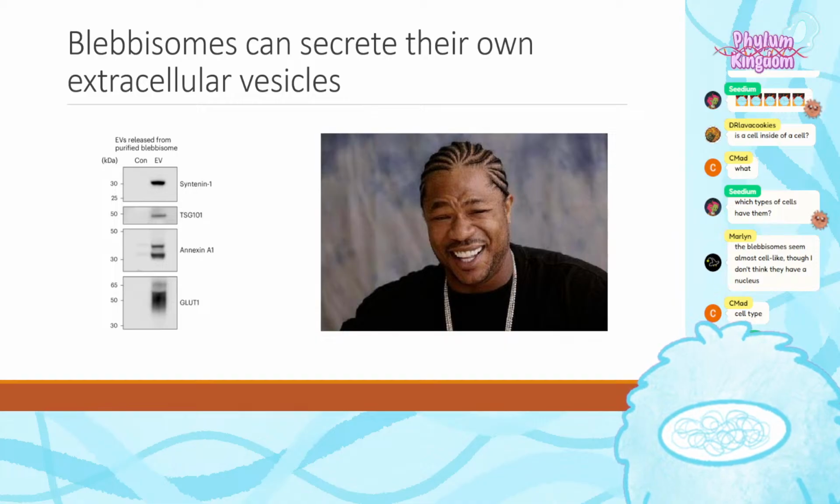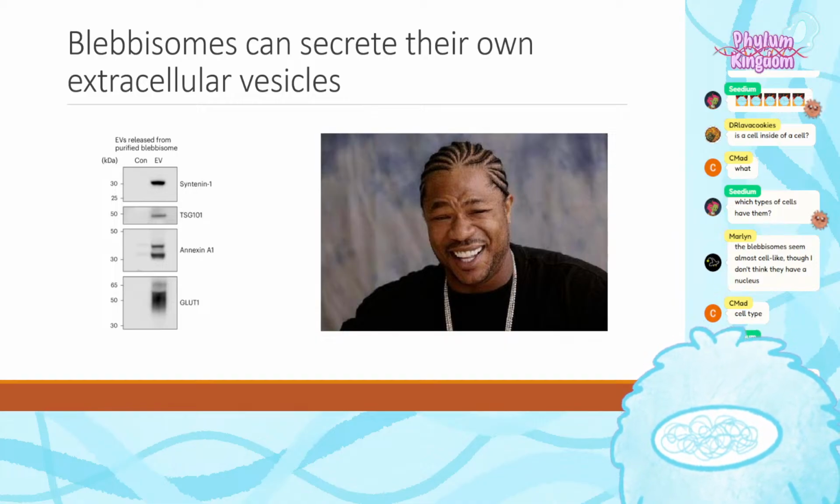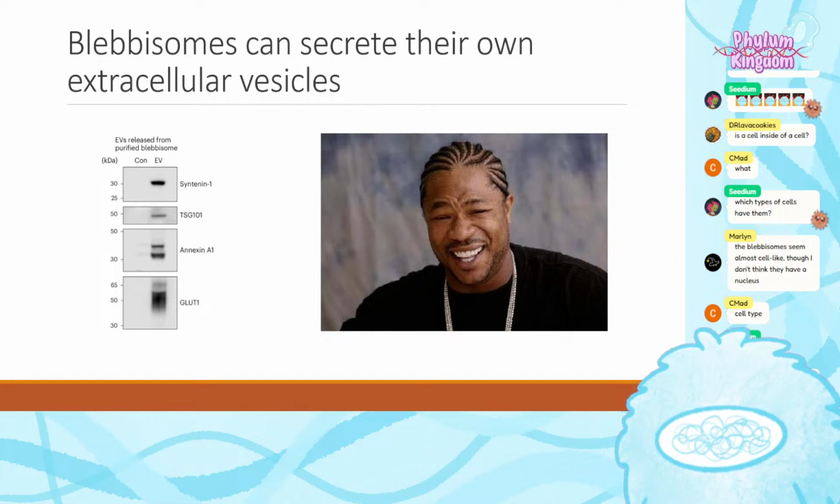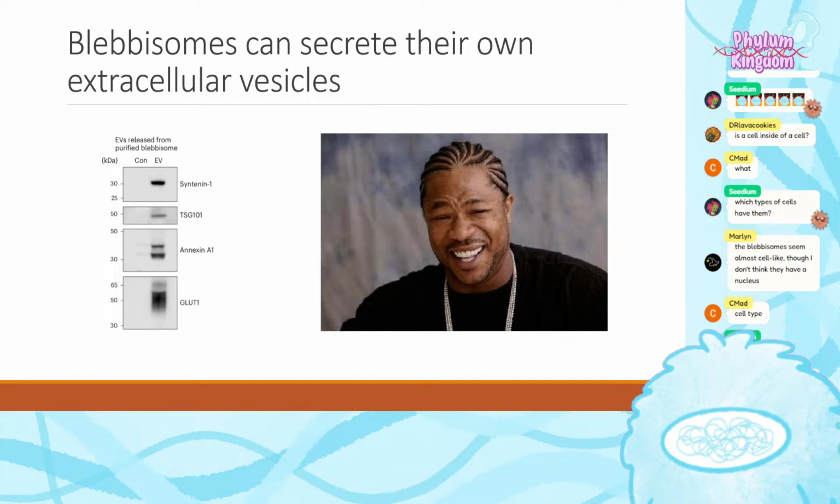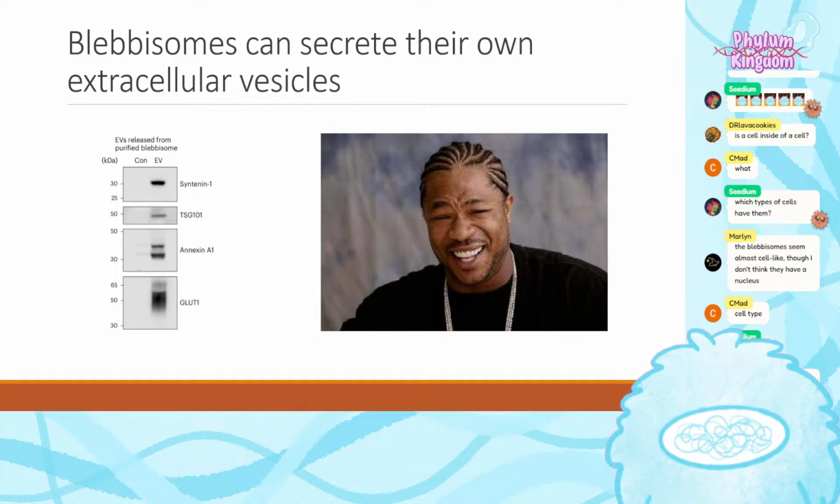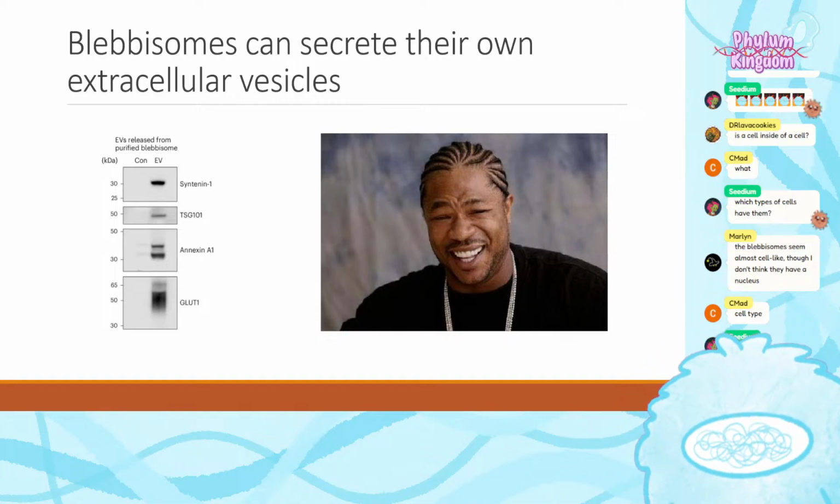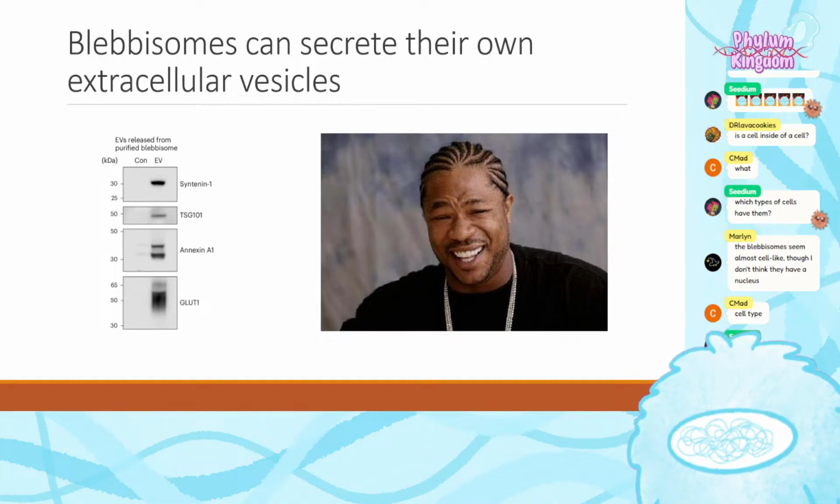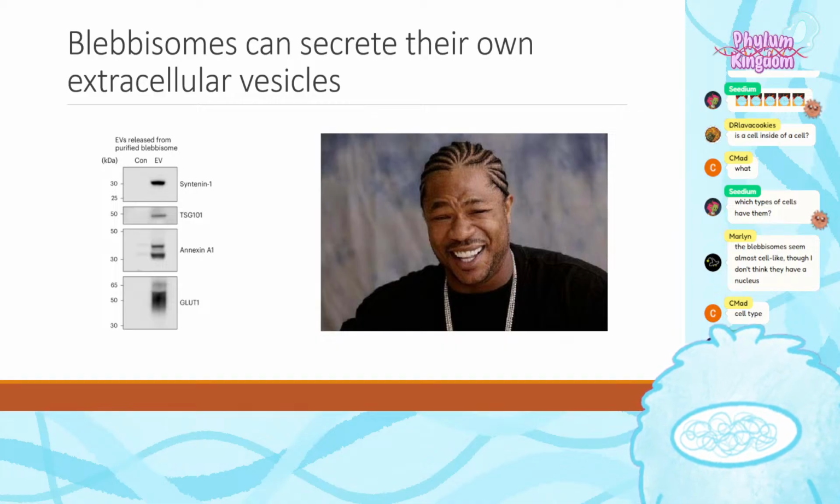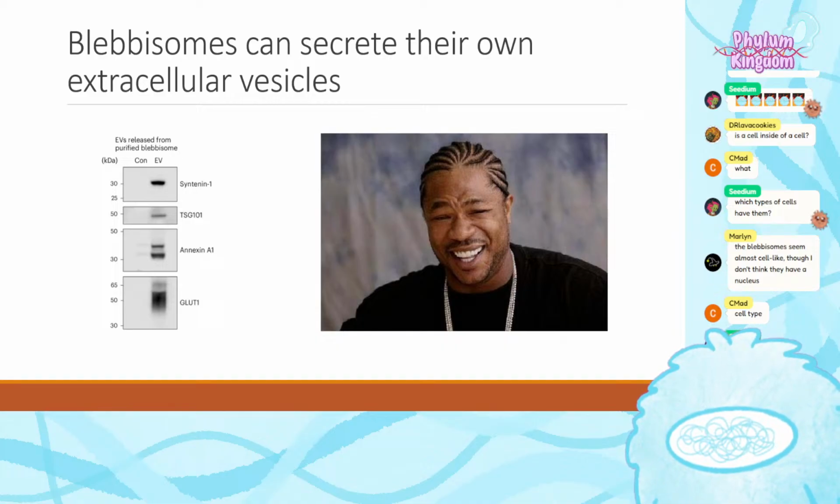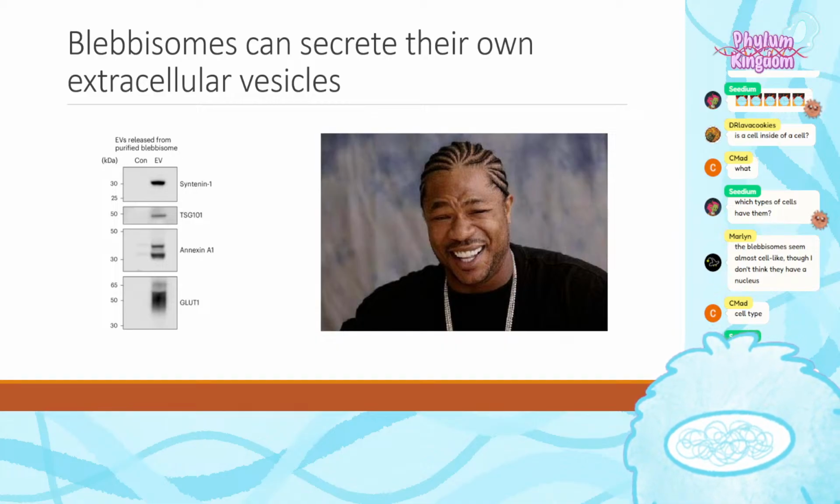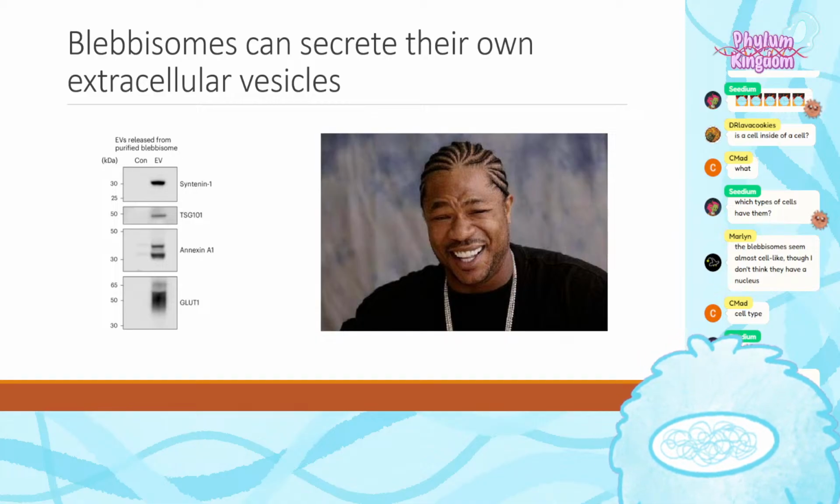The blebosomes seem almost cell-like, although I don't think they have a nucleus. They don't have a nucleus. Although you can say that red blood cells are a cell, but they also don't have a nucleus, right? What stuff are blebosomes missing that it needs to be a cell? Here's where I would say, say it with me, everybody, biology is a spectrum. I don't think we call them cells because they don't arise the way a typical cell would arise, either from differentiation of a stem cell or through mitosis.